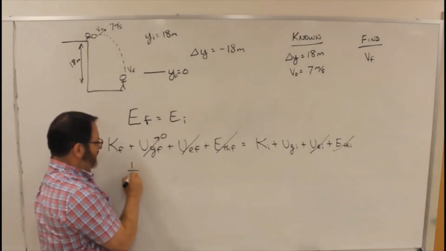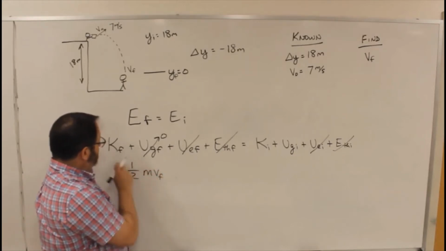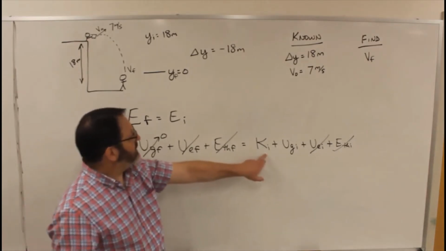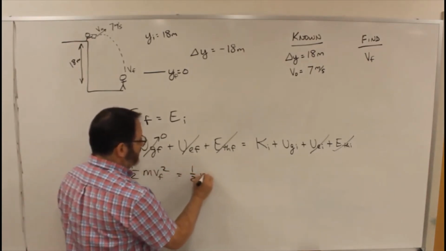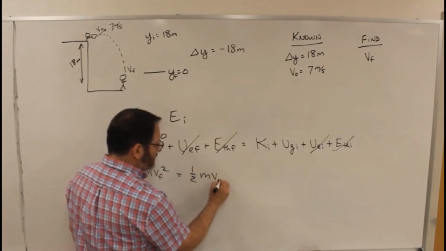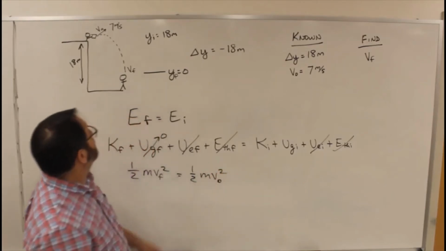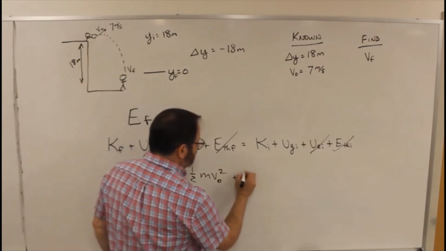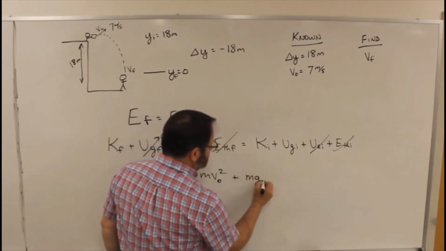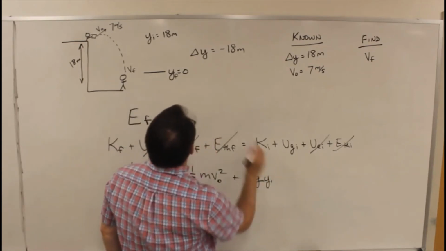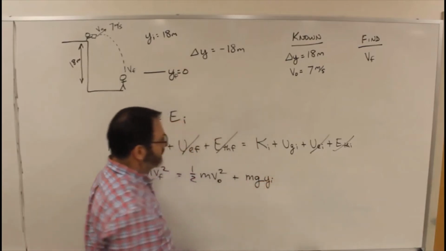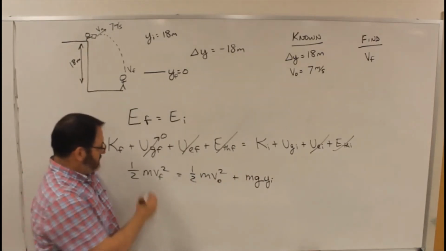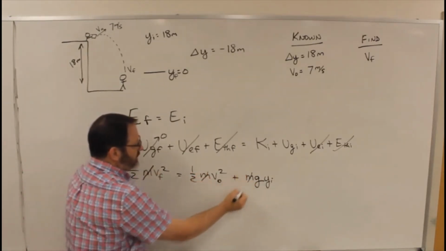And kinetic energy is 1/2 m v final squared. All of these are gone, equals initial kinetic energy, 1/2 m v initial squared, plus gravitational. That's m times g times the y initial. And that's it. M is in all three, so we can cancel it. So the m's can all go away.